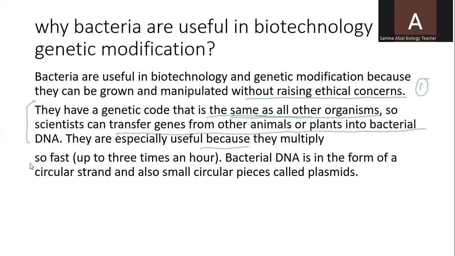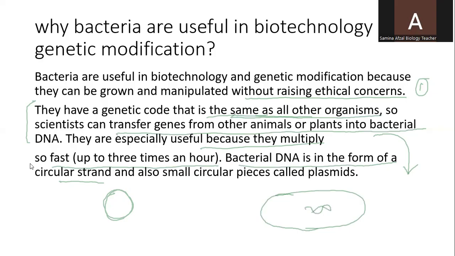And why does this happen? Bacteria multiply every 30 minutes, so they double after every 30 minutes. In this way their multiplication rate is very high, due to which the product can be harvested after a very short time. Bacterial DNA is in the form of circular strands. Don't forget this.